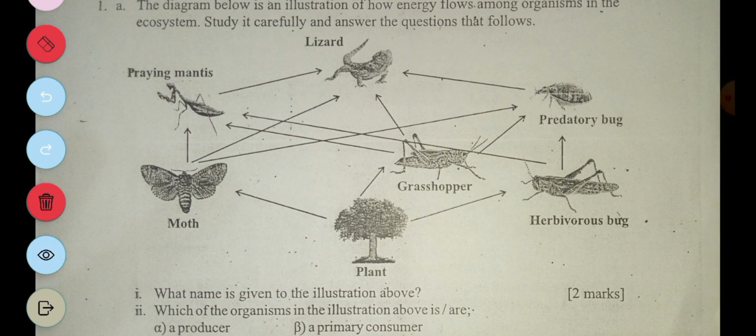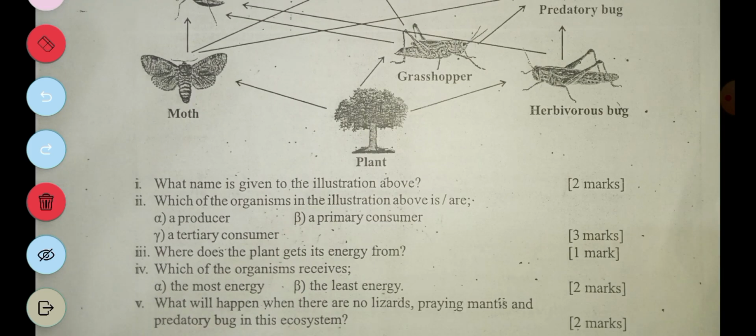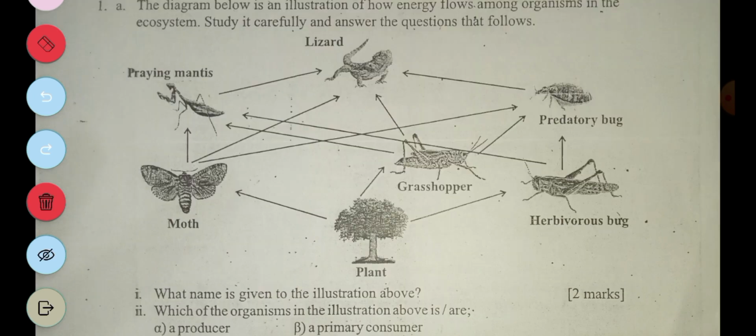The next question says, where does the plant get its energy from? The plant gets its energy from the sun. Then which of the organisms receive the most energy? The organism that receives the most energy is the plant, and the organism that receives the least energy is the lizard.